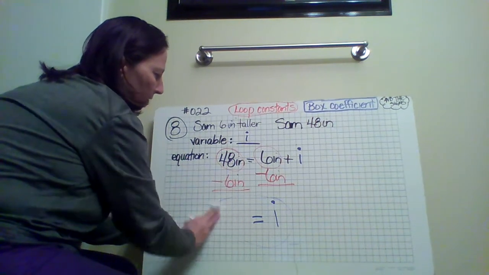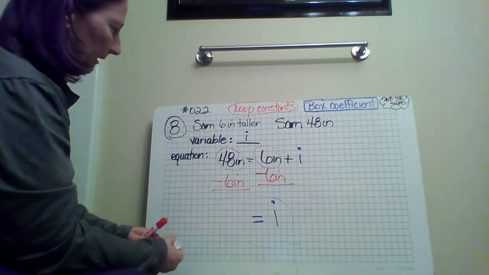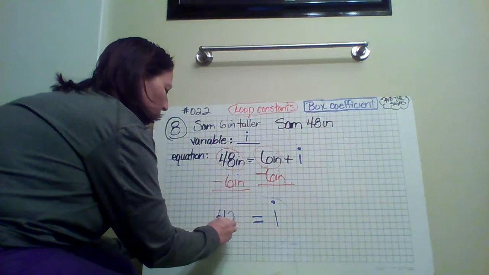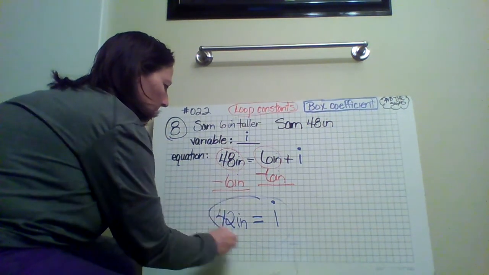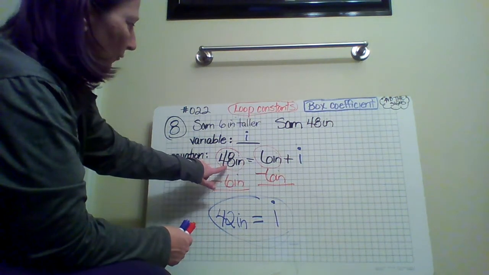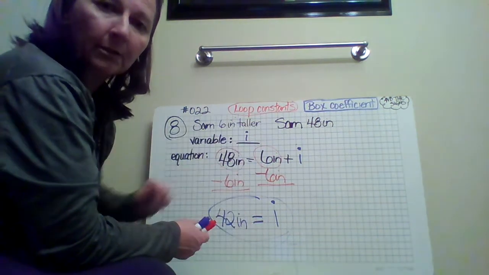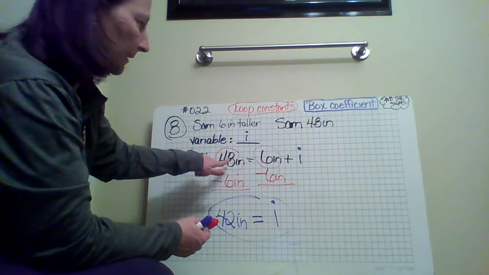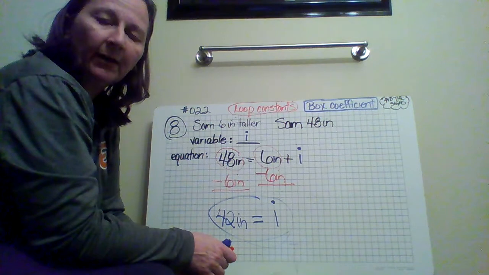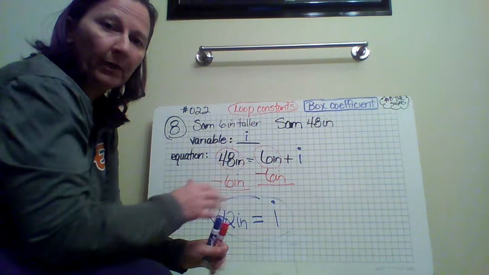So it is not 36. So let's take a look again. 48 take away 6 is 42 inches. Let's check our work now and see if we did it correctly. 48 inches equals 6 inches plus 42 inches. Is 6 plus 42 48? It is. So that is how you can check your work and find out if you make a mistake, how you can identify where you made a boo-boo.